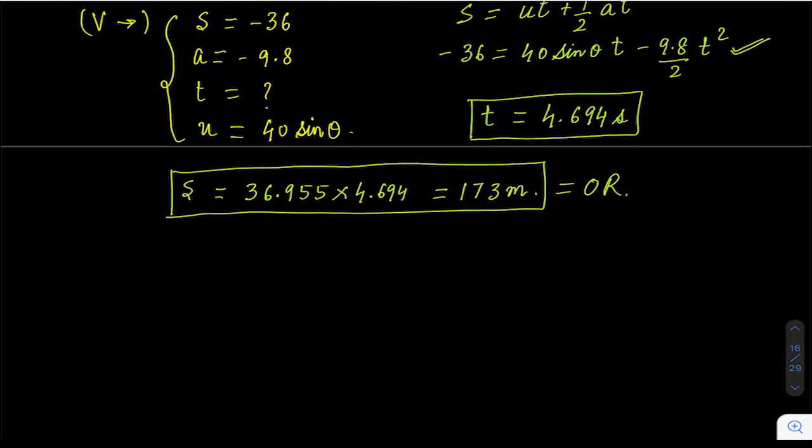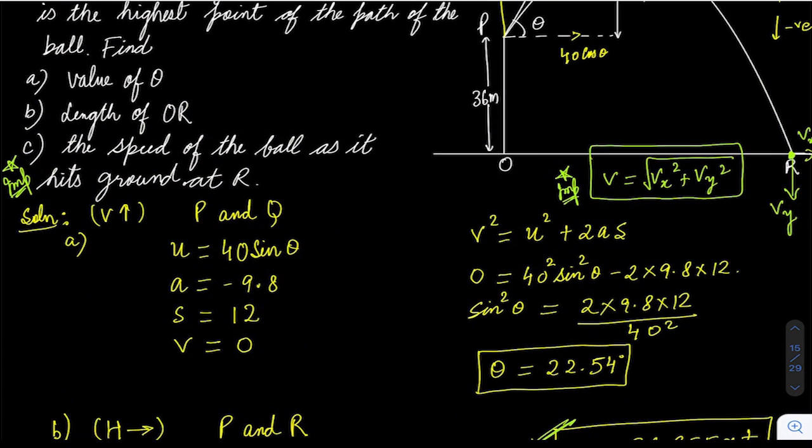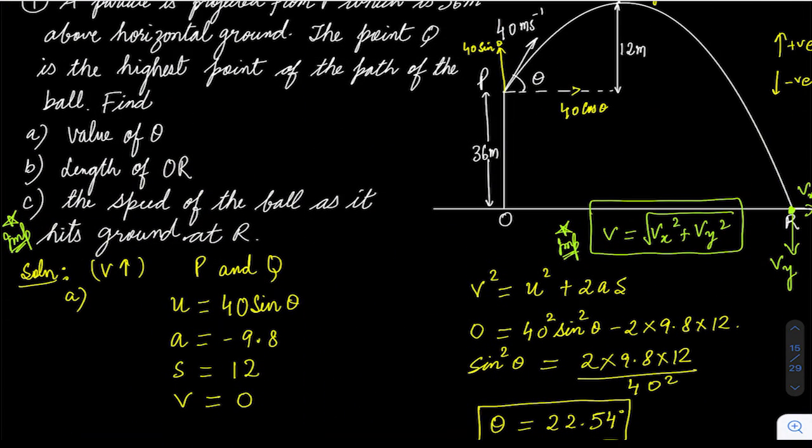Okay, so now first thing is, we already know Vx, Ux, everything is same. In x direction, velocity does not change. So that remains the same as 36.955 meter per second. So all we have to do is find velocity in y direction. So again, I will apply the vertical motion values. I will see that I need velocity.